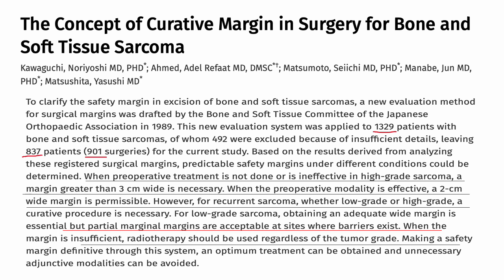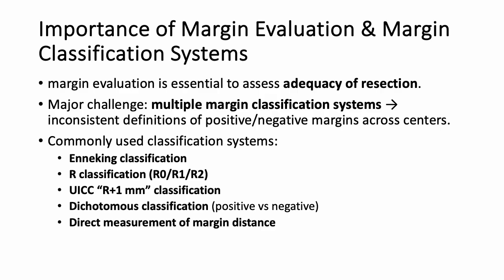This was published in 1995, where 1,329 patients with bone and soft tissue sarcoma were studied, of which 492 were excluded, so there were overall 837 patients. The gist was, when preoperative treatment is not done or is ineffective in high-grade sarcoma, a margin greater than 3 cm wide is necessary. When the preoperative modality is effective, a 2 cm margin is permissible. However, for recurrent sarcoma, low-grade or high-grade, a curative procedure is necessary. So this was the main article on the basis of which further developments were done in the field of margin adequacy.